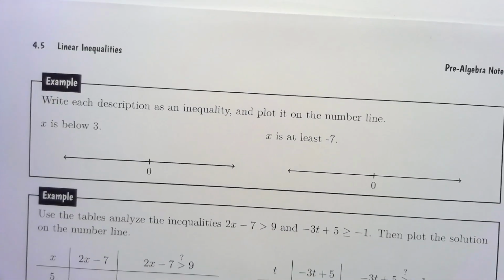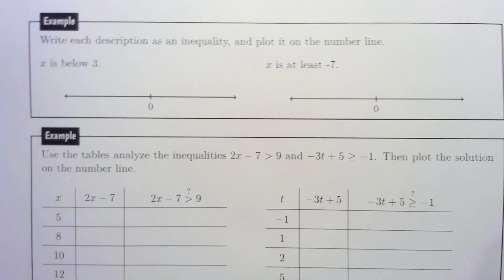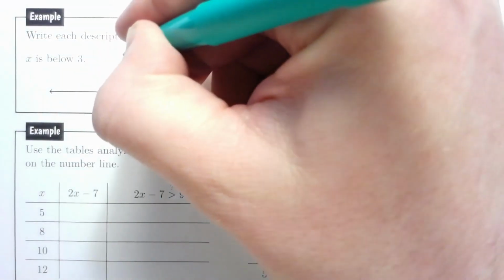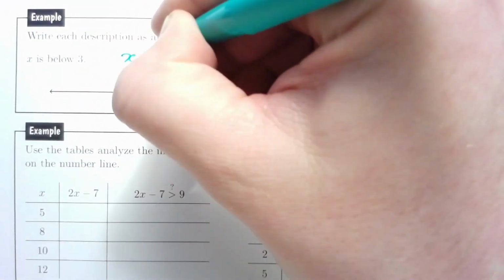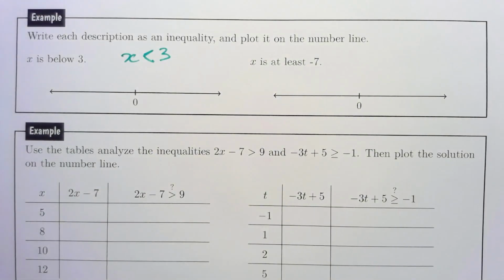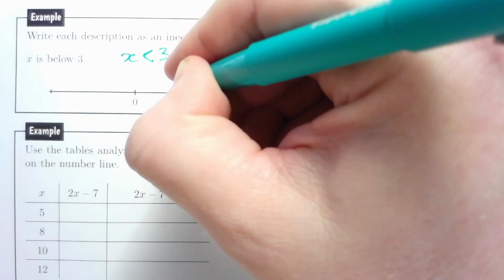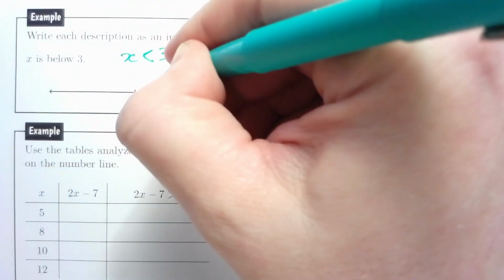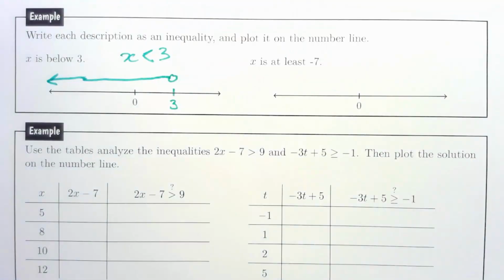So if we have the statement that x is below 3, that's really a way of saying that x is less than 3. If we want to draw what that looks like, the boundary of our solution set is at 3. It's going to be an open point at 3. And we want less than, so our arrow needs to go to the left.